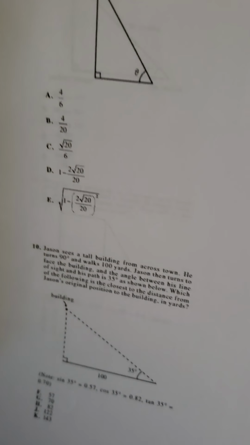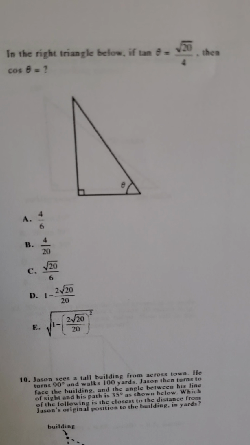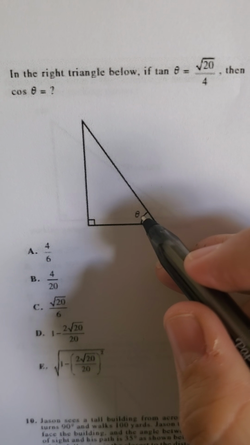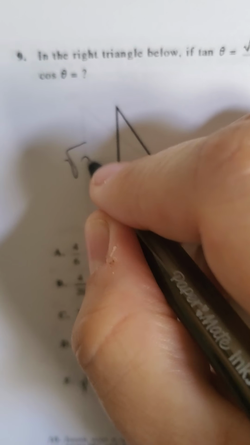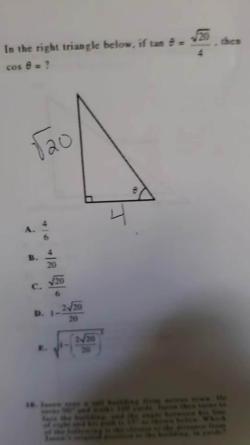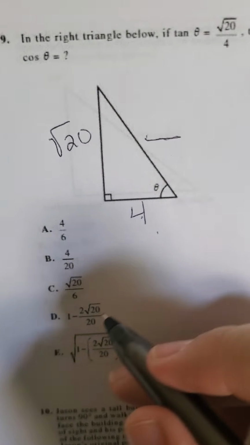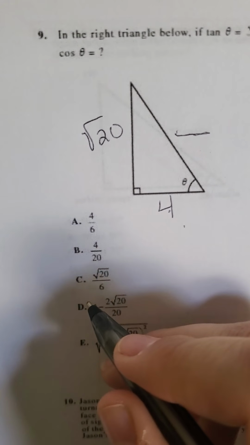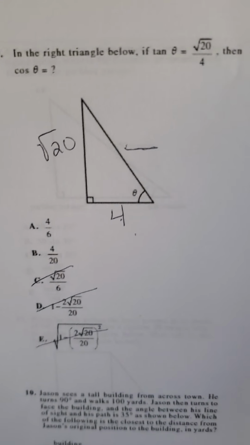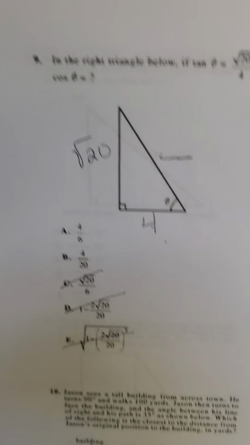All right. Number 9. In the right triangle below, if tan theta equals square root of 20 over 4, then cosine. Okay, so let's mark our figure. So tangent is opposite, so square root of 20, over adjacent, which is 4. Okay, so now I know cosine is going to be adjacent 4 over some number out here. So if I look, 4 has to be on top. It could be A, B, it's not C, not D, and not E, okay? Just because it looks like a real complicated answer does not mean it's going to be the right answer, okay? So don't go with the crazies, okay?